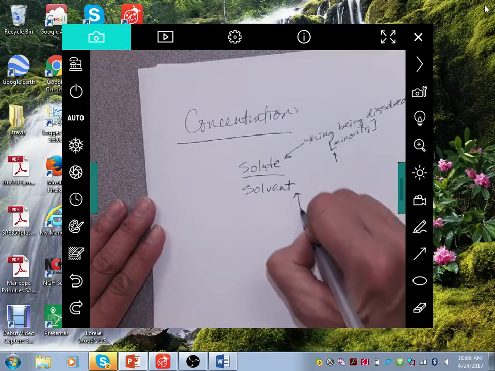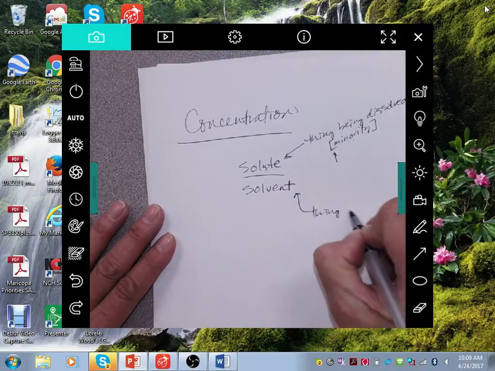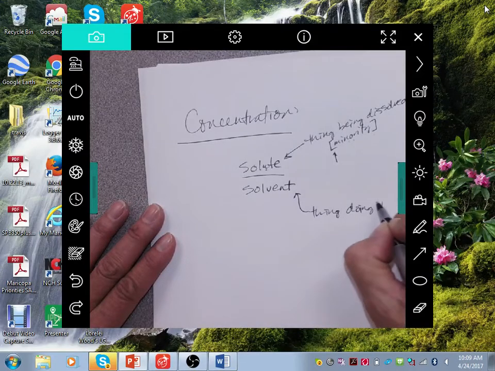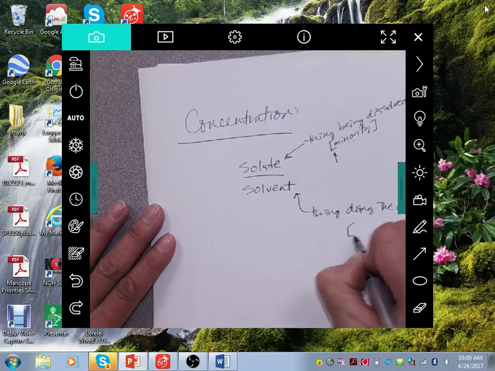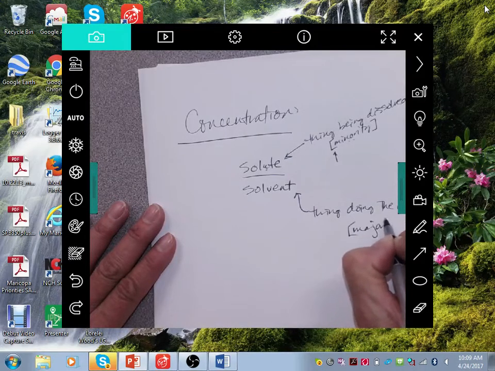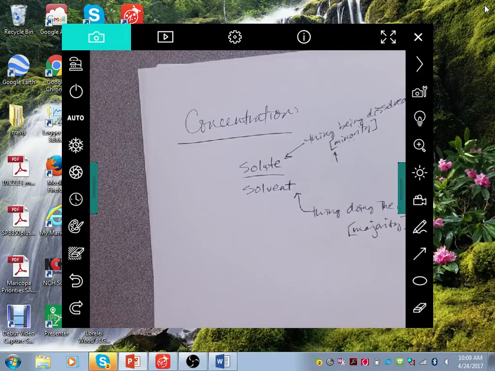The solvent is the thing doing the dissolving. And generally that is going to be the thing that's in the majority of concentration. Not always.